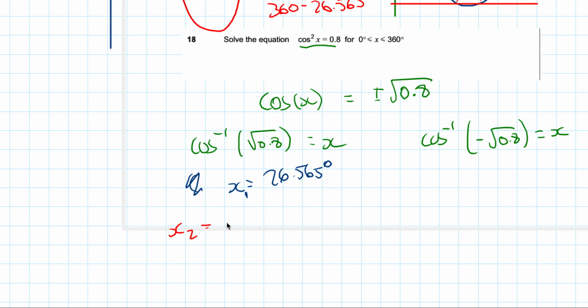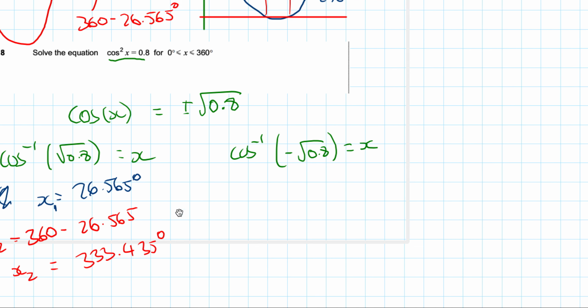So we're going to use the same idea here to find our second value. Again, you don't need to show this in the exam, you can just write 360 minus 26.565, and we put that into the calculator and we get an answer equal to 333.435 degrees.